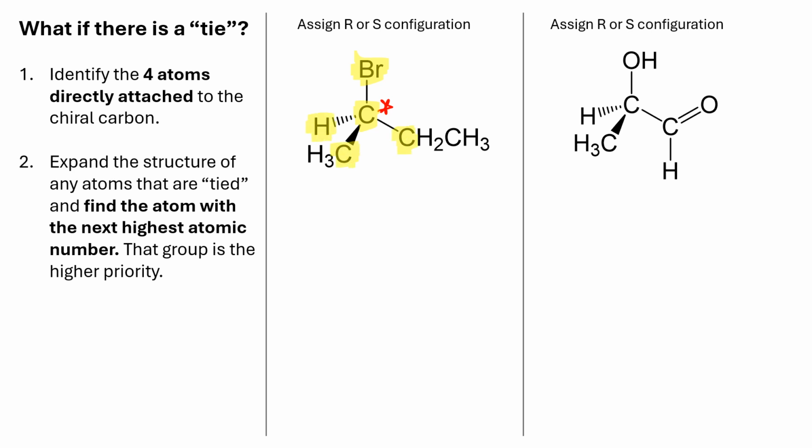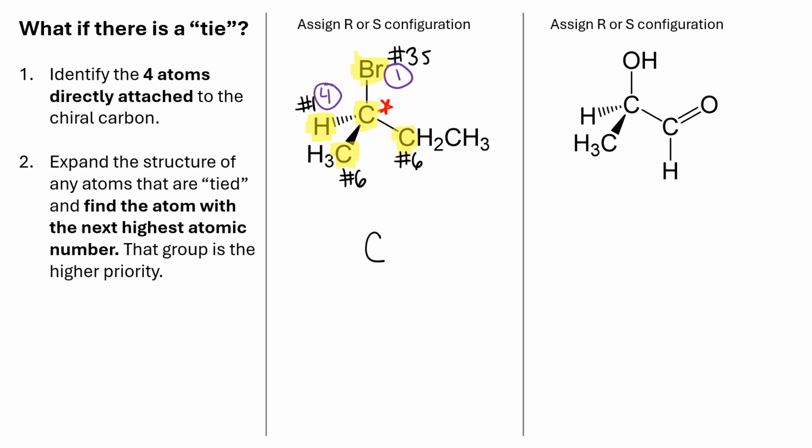So you can see that we might have a problem now, because when we look at the atomic numbers, the atomic number of bromine is 35, the atomic number of this carbon is 6, the atomic number of that carbon is 6, and the atomic number of that hydrogen is 1. Well, it's very clear that the bromine is going to be our first priority group, and the hydrogen is our fourth priority group, but that carbon and that carbon are both 6, so how do we know which is which? We have to expand the structure out. And that's what the instructions on the far left here are showing us.